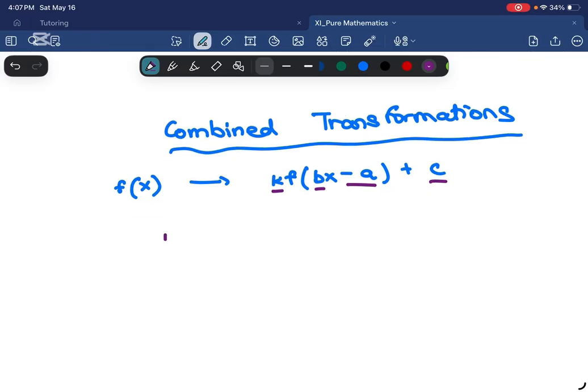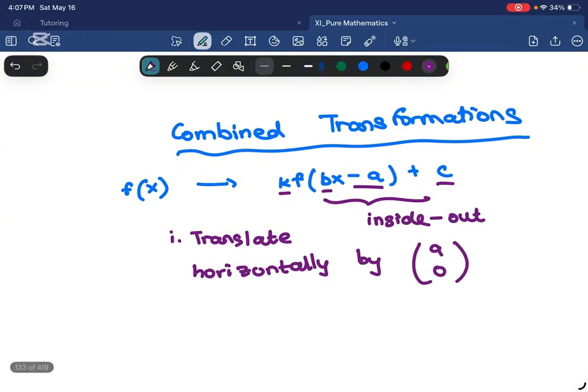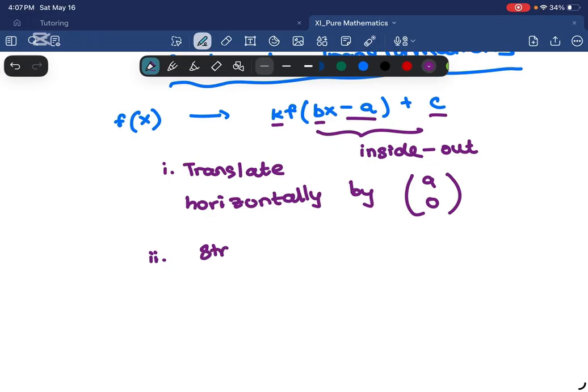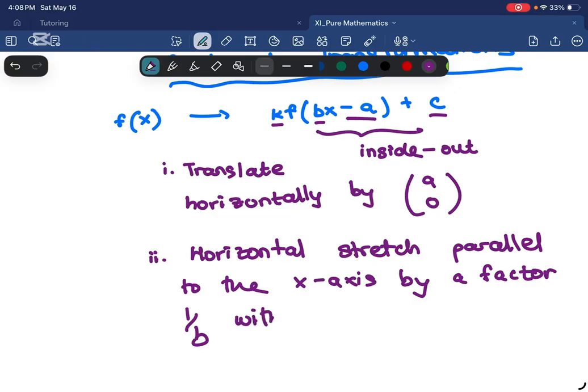So this is how I like to look at graph transformations. If you have all of these combined transformations, then I like to start with horizontal transformations. I like to work from inside out. So first, I will translate horizontally by the vector a comma 0, because x minus a. And then I will do a horizontal stretch, parallel to the x-axis by a factor. So if you have bx, then the factor is going to be 1 over b with an invariant y-axis.